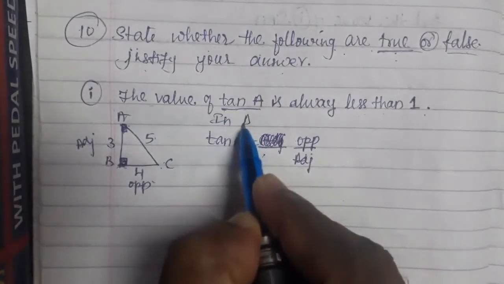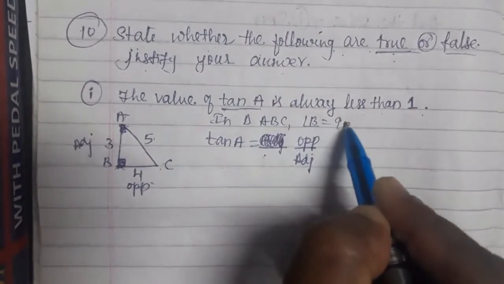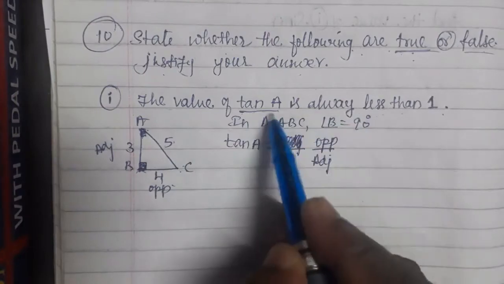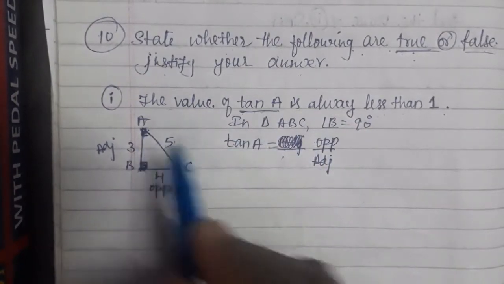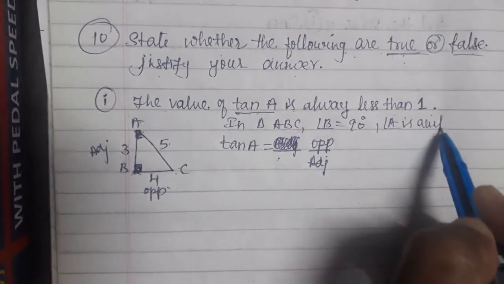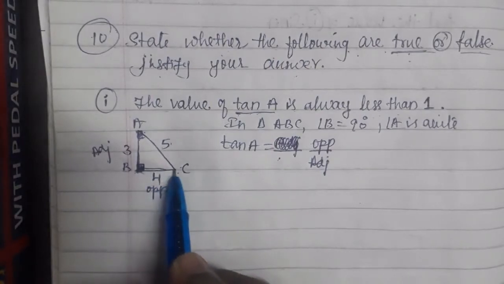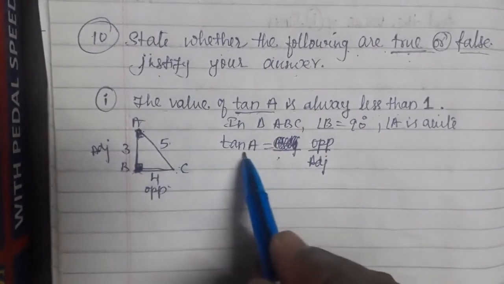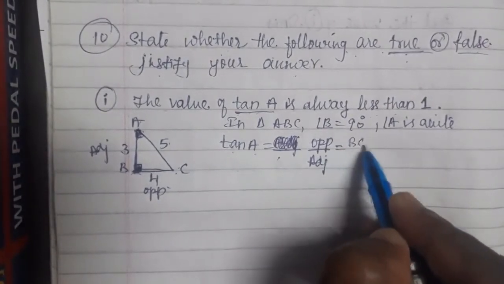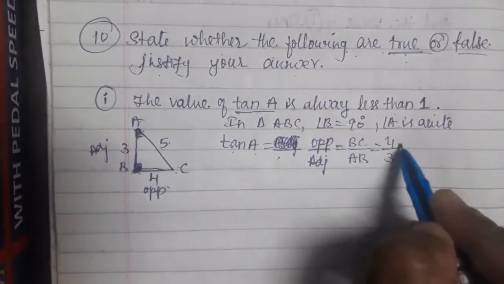In triangle ABC, angle B is equal to 90 degrees. Because the question is asking tan A, the acute angle is A. Angle A is acute. Therefore, AB will become adjacent, BC will become opposite, AC is hypotenuse. We know the tan A ratio is opposite by adjacent, that is BC by AB. BC is 4, AB is 3.